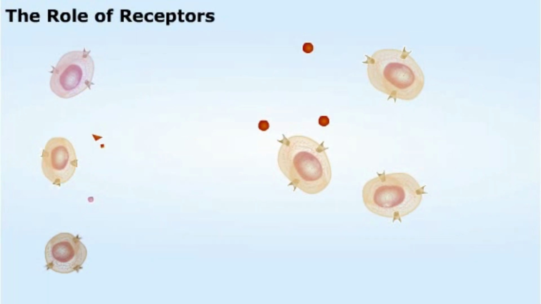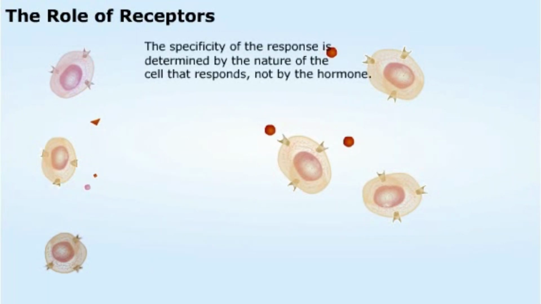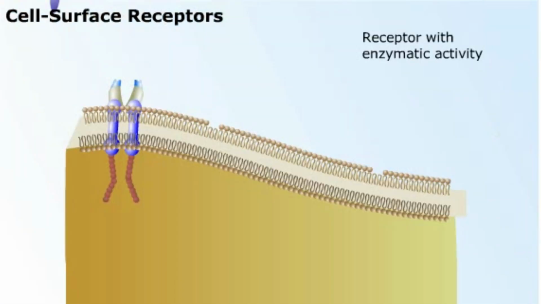In other words, the receptor decodes the hormone message, but the specificity of the response is determined by the nature of the cell that responds, not by the hormone. Hydrophilic hormones bind to receptors that span the plasma membrane. Different types of receptors transmit the hormonal signal to the interior of the cell in different ways.